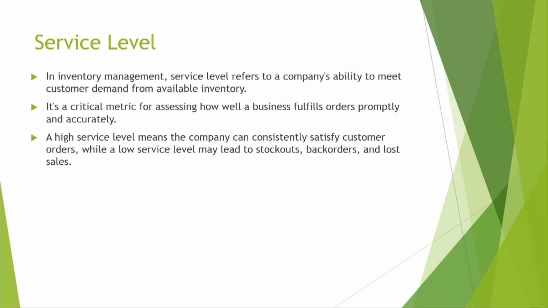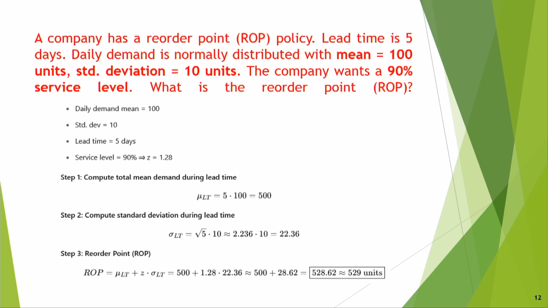A lost sale means the customer may go away and you lose the sale. Now, a company has a reorder point policy. That means it decides that when the number of units reaches a certain number, only then will it order. Lead time is 5 days. Daily demand is normally distributed with mean 100 units and standard deviation of 10 units. The company wants a 90% service level. What is the reorder point? At what unit level should I start reordering?